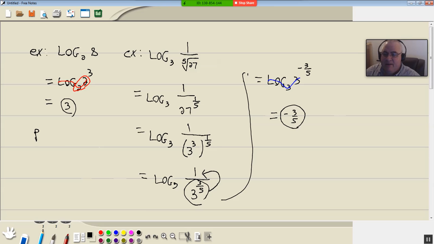Now the property that I promised you says you've got log base b of b to the p power. That's going to equal p. So that's what the property says.